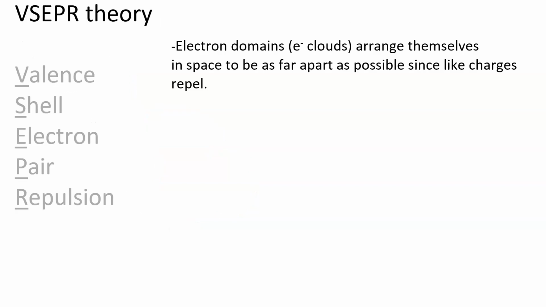Electrons are negatively charged, and they organize themselves into domains. And the main idea of VSEPR theory is that these domains try to be as far apart as possible in space, given the fact that they are all attached to the central atom.